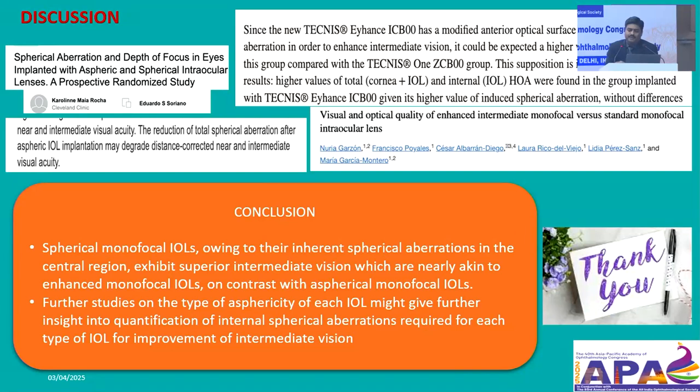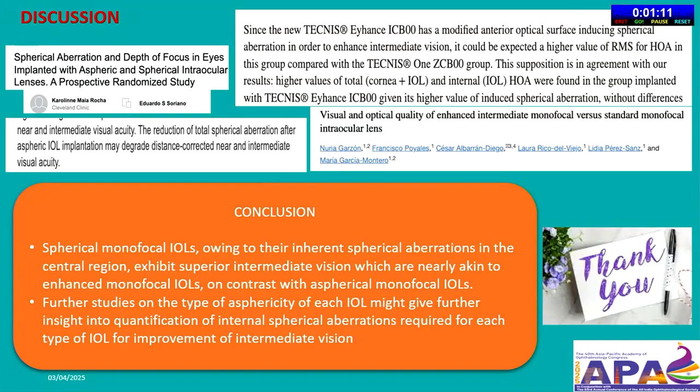So we came back to the literature with the studies, with whatever is existing in the literature. You can see the prospective randomized study on spherical aberration and depth of focus in eyes implanted with spherical as well as aspheric lenses that we compared. In that, the new Technis ICB100 has a modified anterior optic surface which induces a spherical aberration in order to enhance intermediate vision. It is expected to have a higher root mean square value for the higher order aberrations in this group compared to the ZCB group.